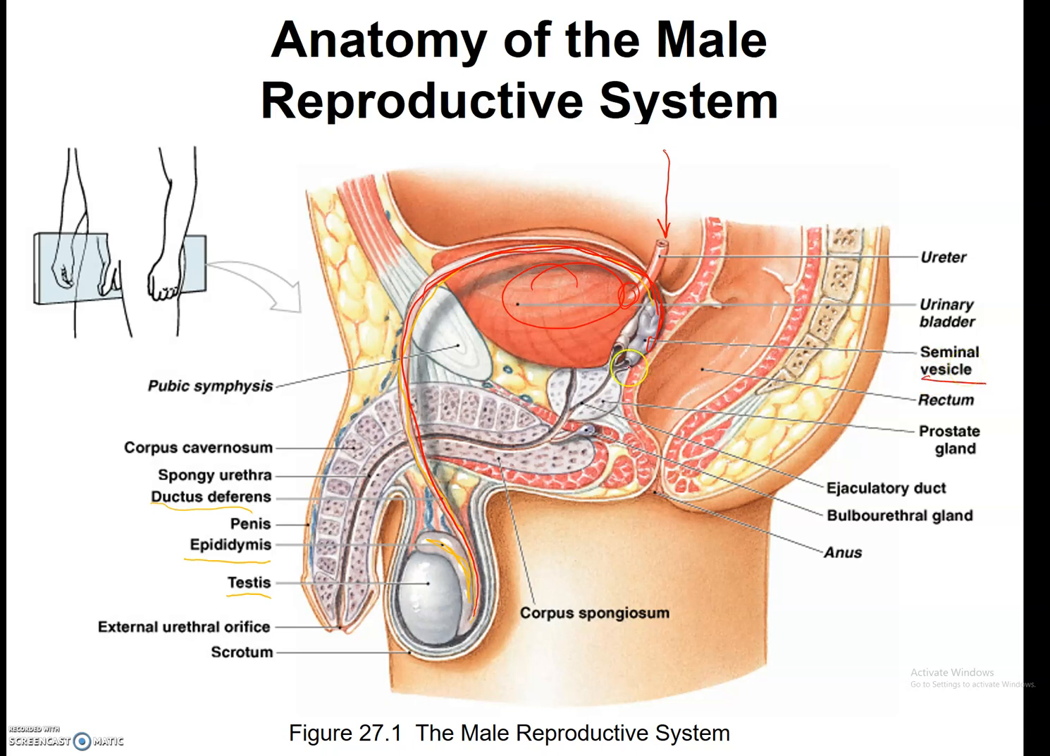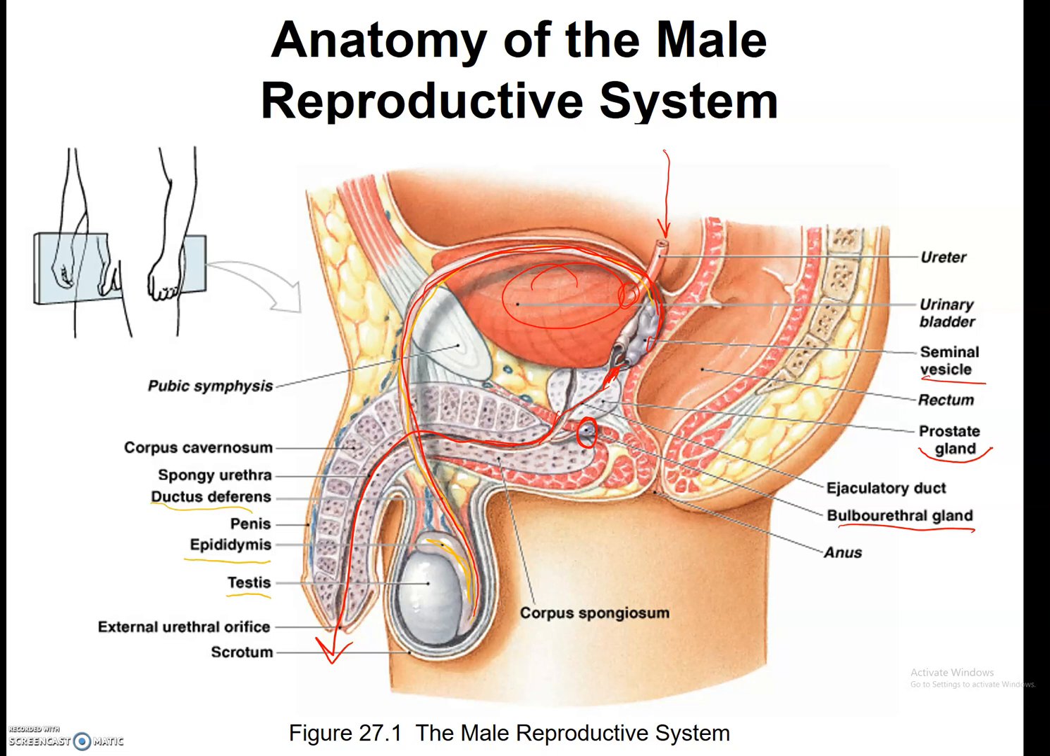The seminal vesicle then will attach down to the ejaculatory duct right here, which goes right through the prostate gland, which then will come down through the bulbourethral duct. So here's the bulbourethral gland right here. This will produce fluid that will also come into the urethra and exit out for fertilization.